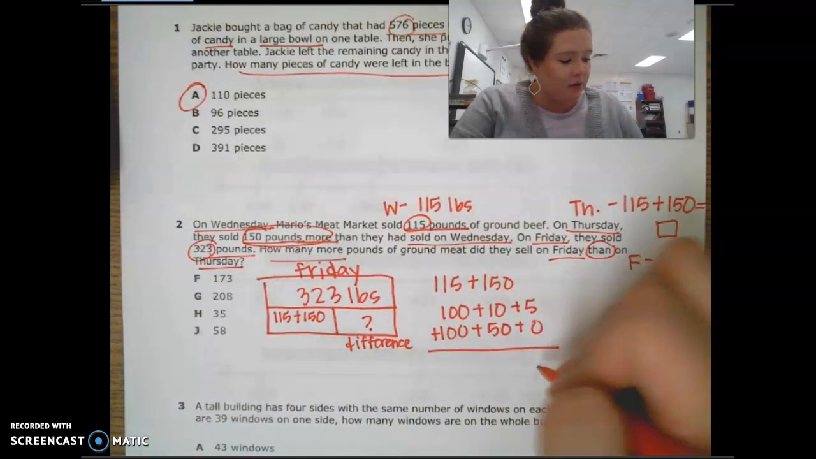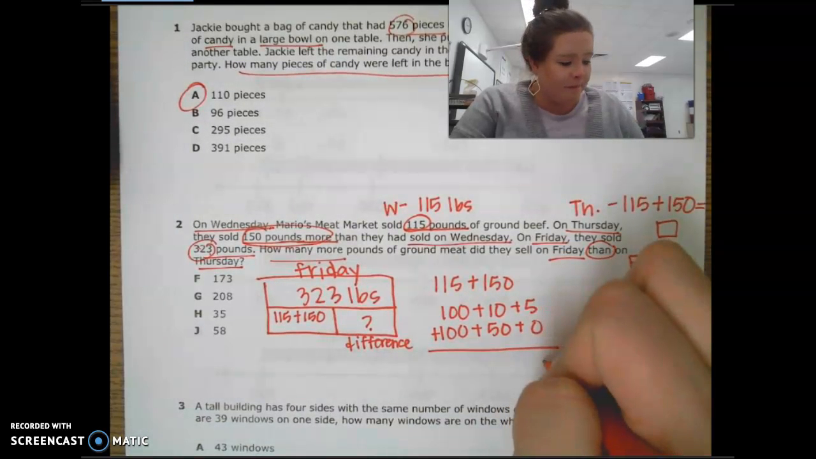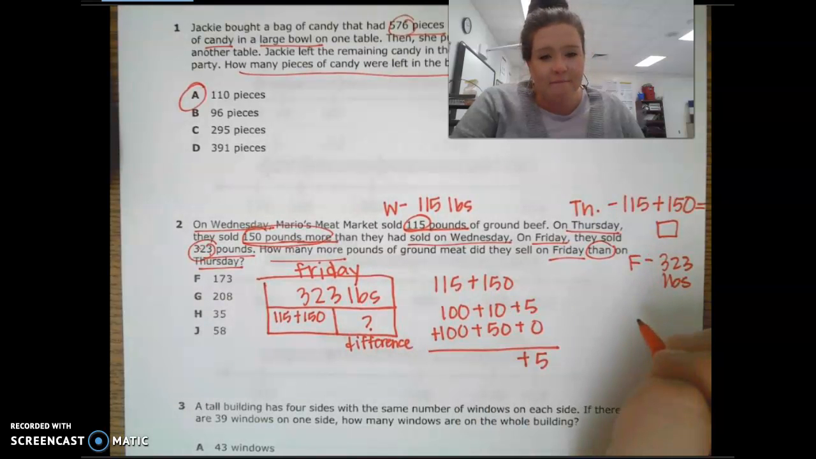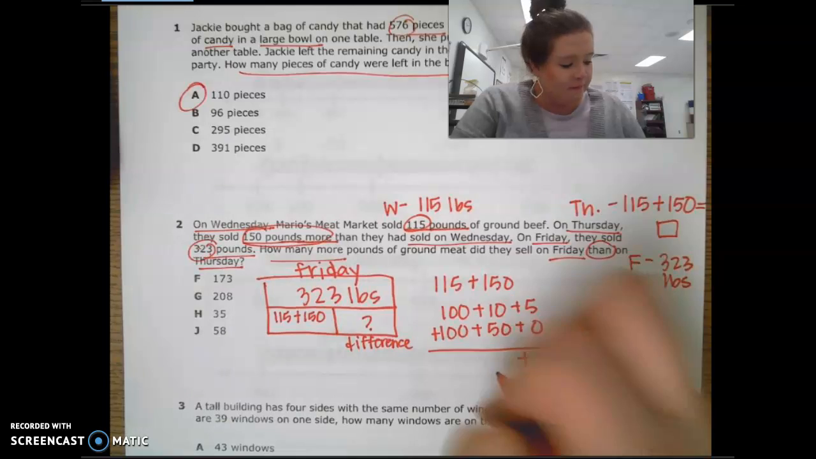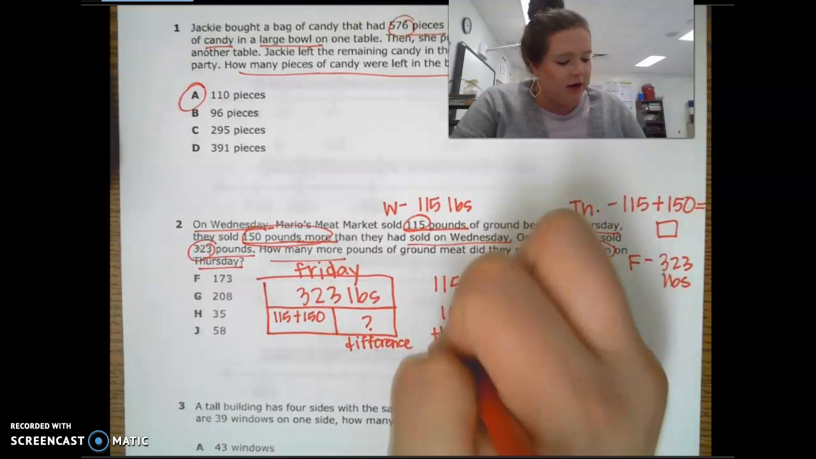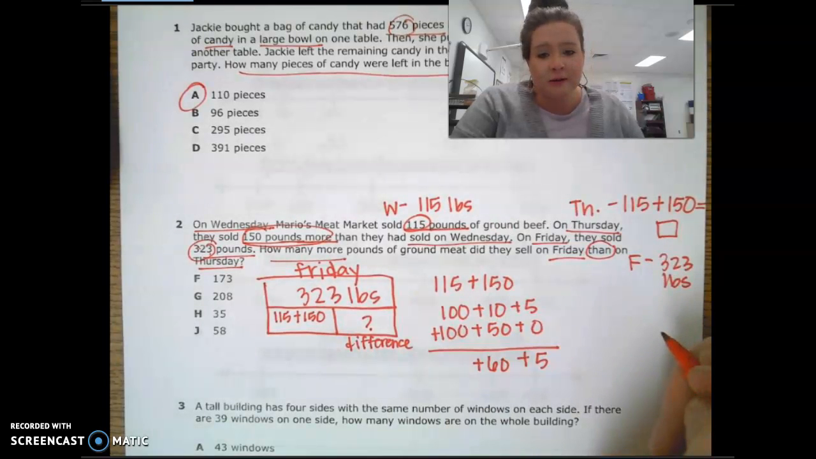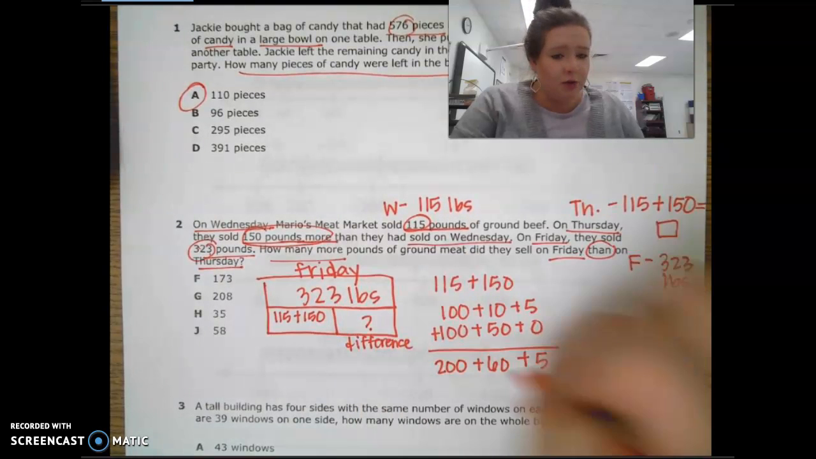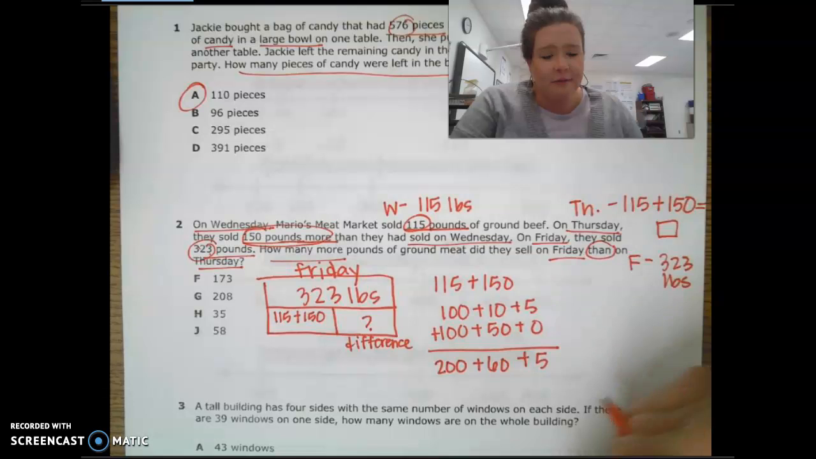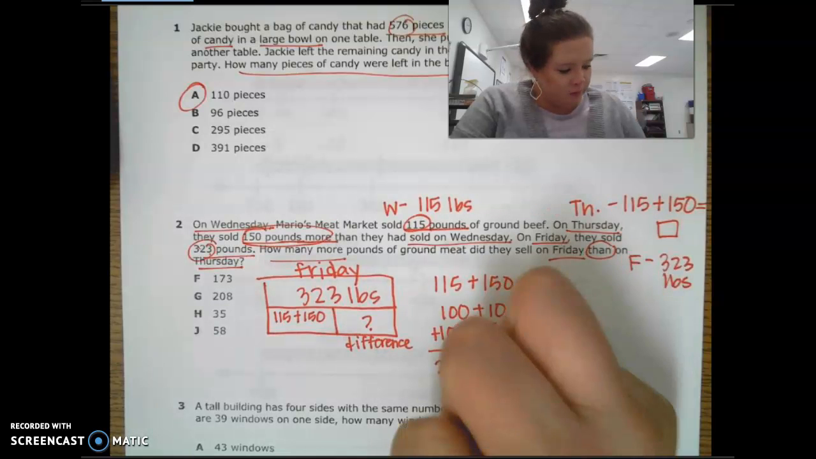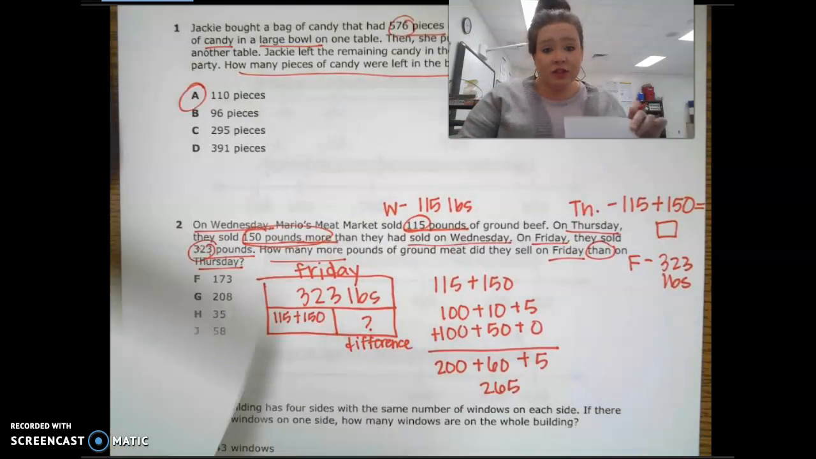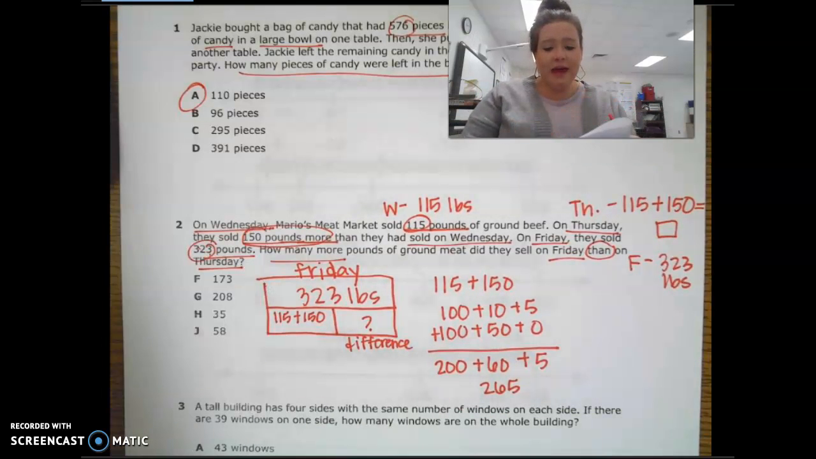5 plus 0 is 5. Good job. 10 plus 50 is 60. Beautiful. And 100 plus 100 is 200. 200 plus 60 plus 5 is 265. So they sold 265 pounds on Thursday.